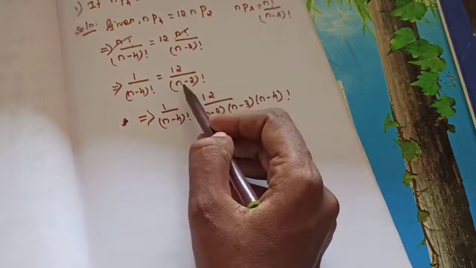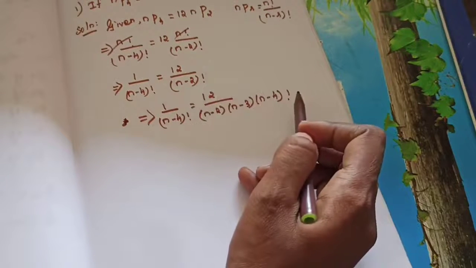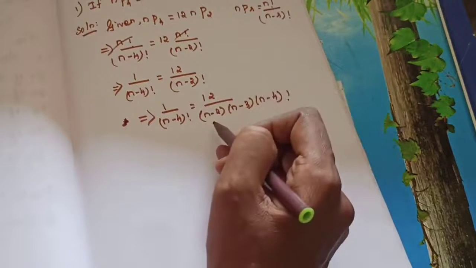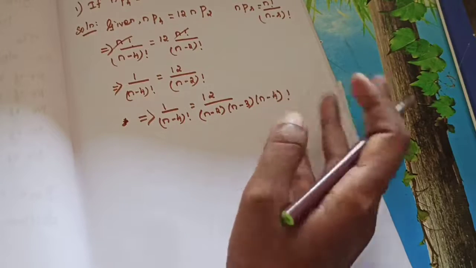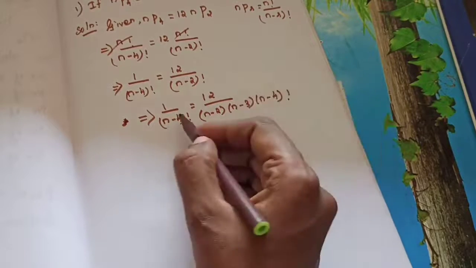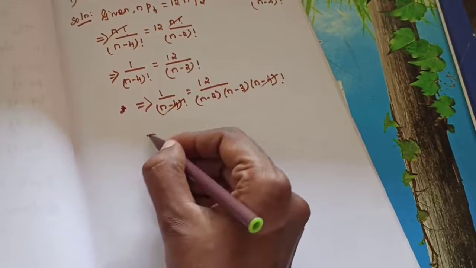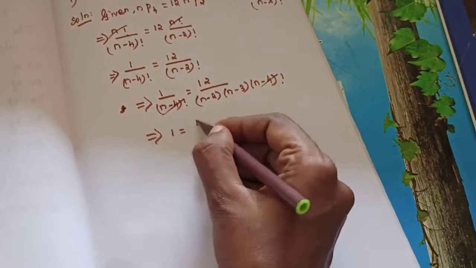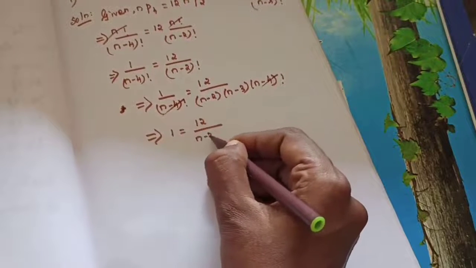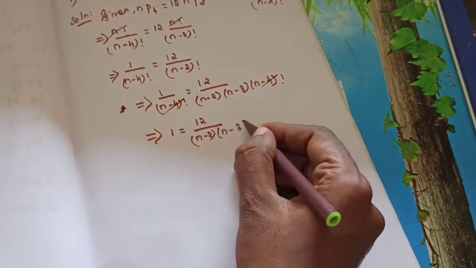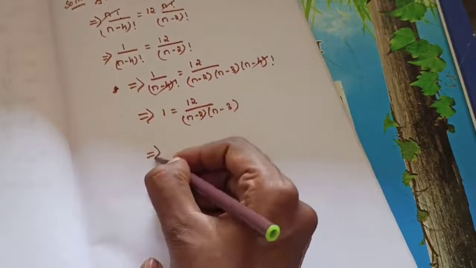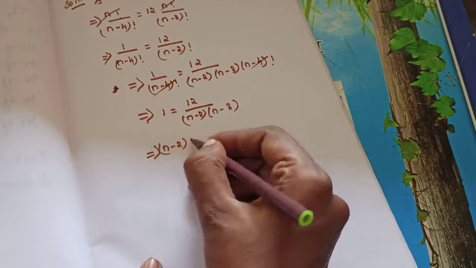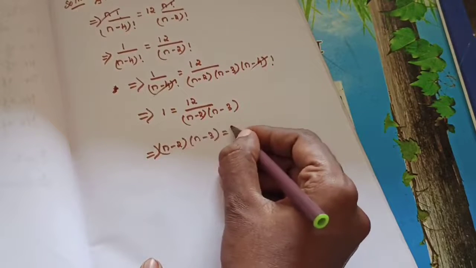So N minus 2 factorial. If you need N minus 5 factorial, you can write N minus 2, N minus 3, N minus 4, N minus 5, N minus 6, like that it will go. So this and this term will get cancelled. What's the balance? 1 is equal to 12 divided by N minus 2 into N minus 3. Now we cross multiply. So N minus 2 into N minus 3 equals 12.